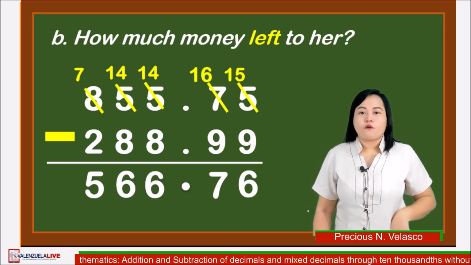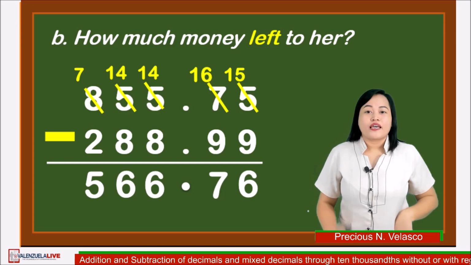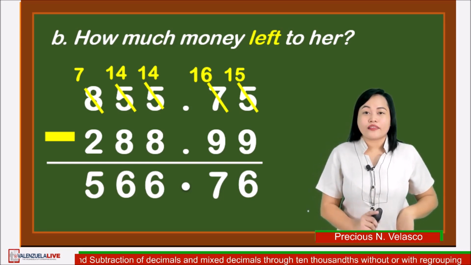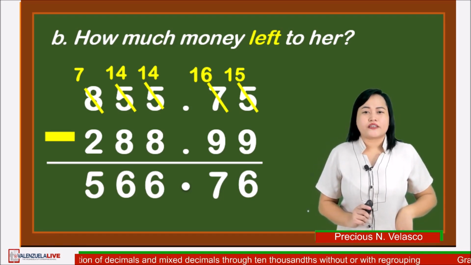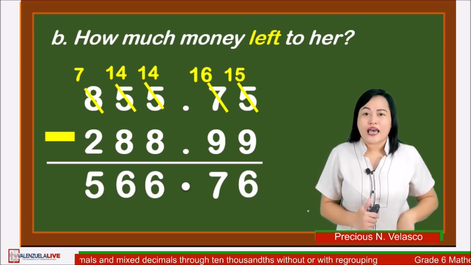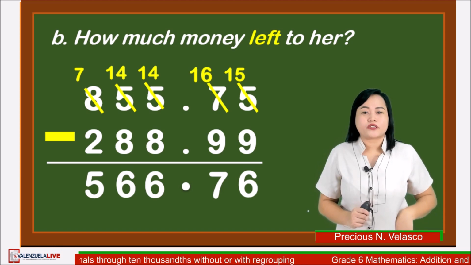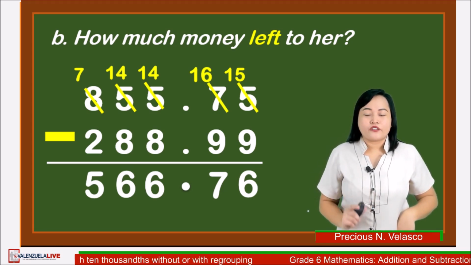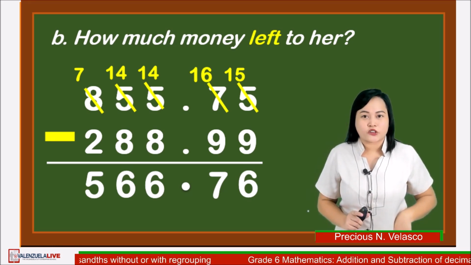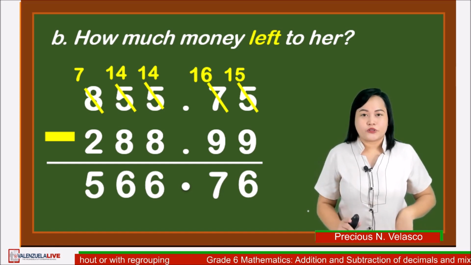So what have you noticed in our problem? Yes, very good. They are all decimal numbers. Did we answer it right? Yes, we got the correct answers. So what operations did we use? Very good. We used addition and subtraction. You are all geniuses. Okay?